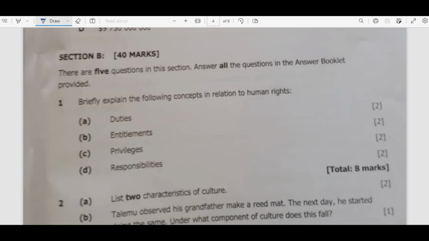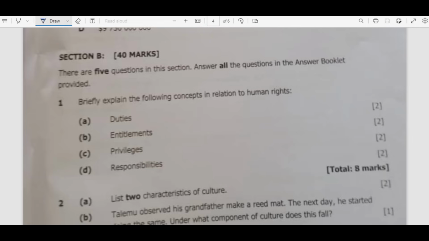So here we have section B, and then we have 5 questions. So they say there are 5 questions in this section. Answer all questions in the answer booklet provided. So an answer booklet will be provided, so we have to answer these questions in the booklet. Now, for the sake of revision, we're going to use the same paper.